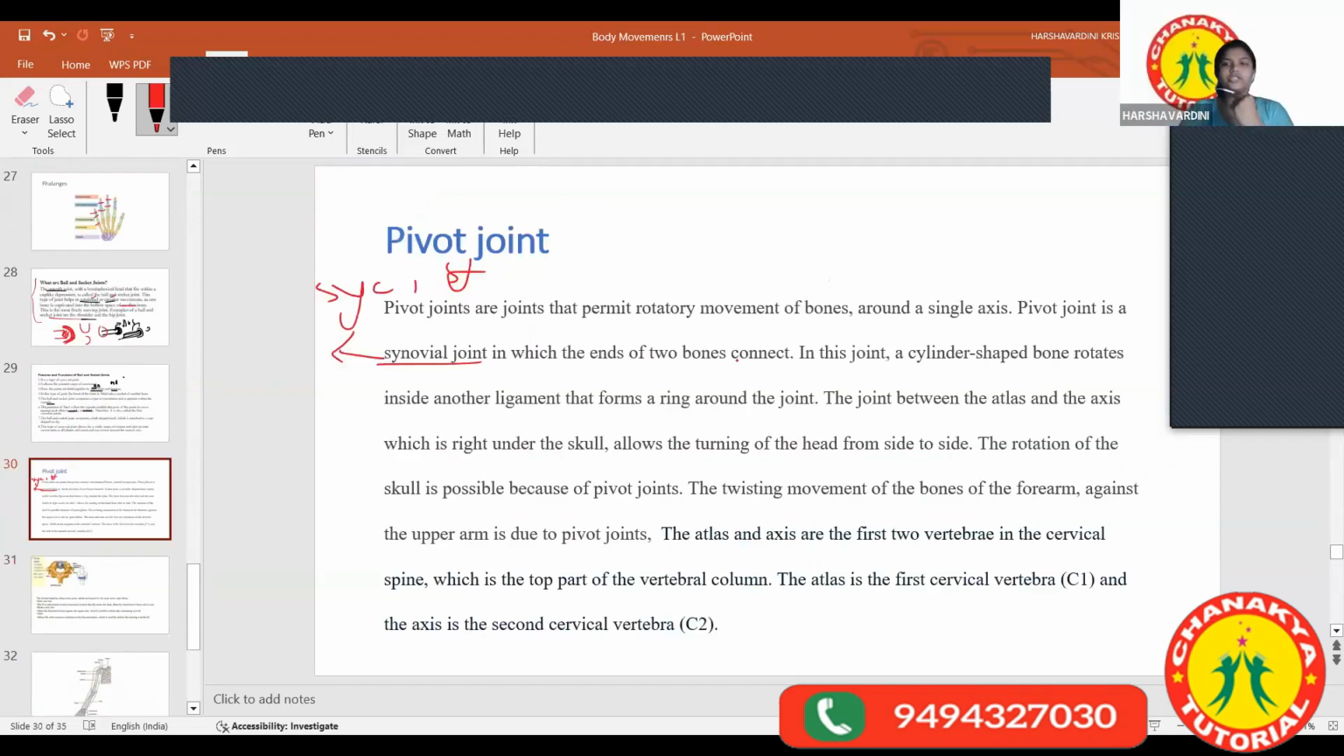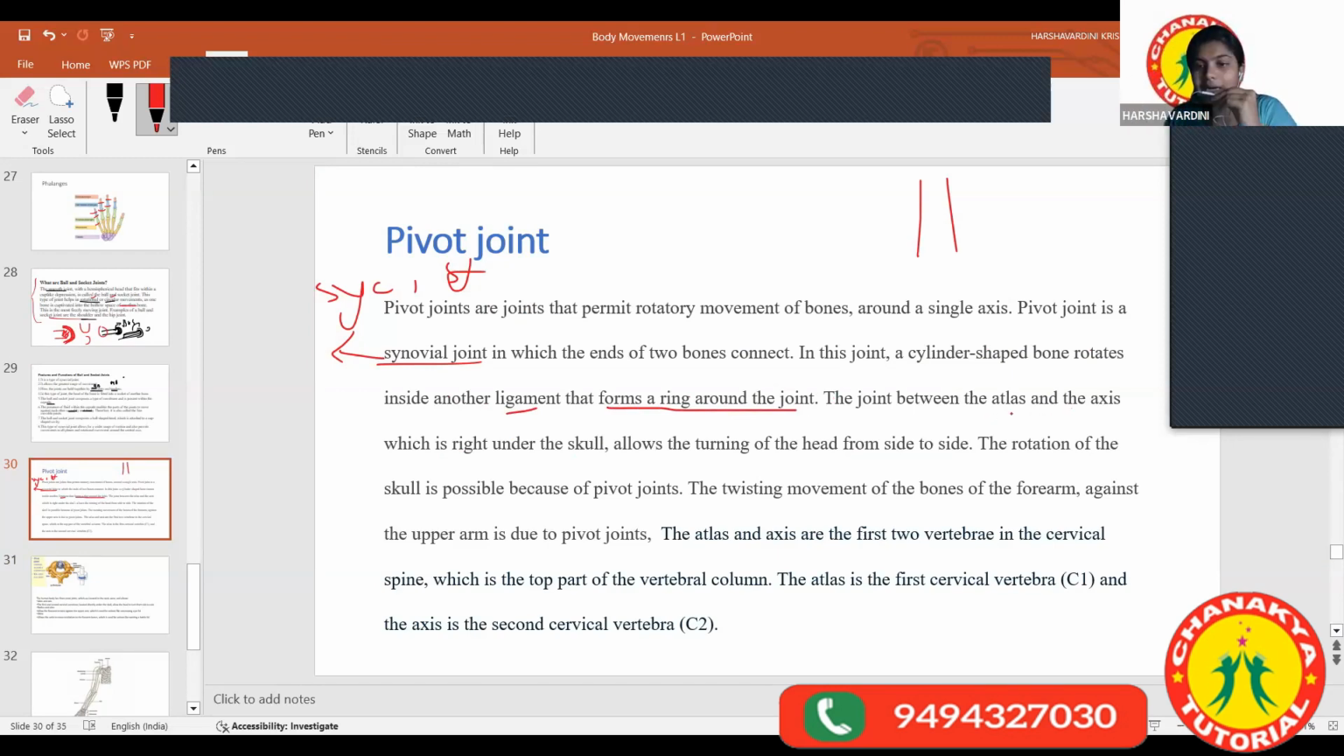In this joint, a cylinder-shaped bone rotates inside another ligament and forms a ring around the joint. Note down the lines, note down the words. A bone is there that is cylinder shaped. A cylinder basically looks like this. The cylinder-shaped bone rotates inside another ligament. What is a ligament? Bone-to-bone connections. So they are attached to the ligament that forms a ring around the joint. They actually act as a ring around the joint.